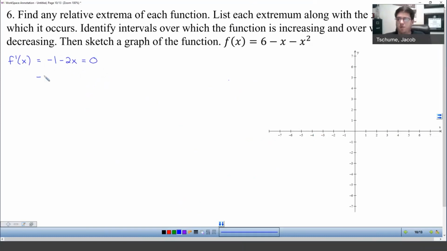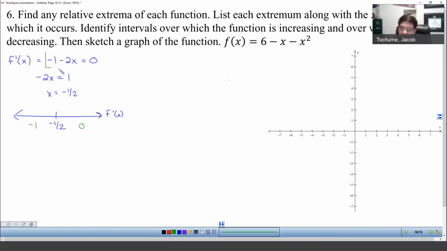If you add the 1 over, that will be -2x equals +1. And if you divide both sides by -2, you get x equals -1/2. That's my one critical number. So what I'm going to do is draw a number line where I'm going to plot the -1/2 in the middle, and then I'm going to pick test values on each side. So less than -1/2, I'm going to pick -1, and then bigger than -1/2, I'm just going to pick 0.